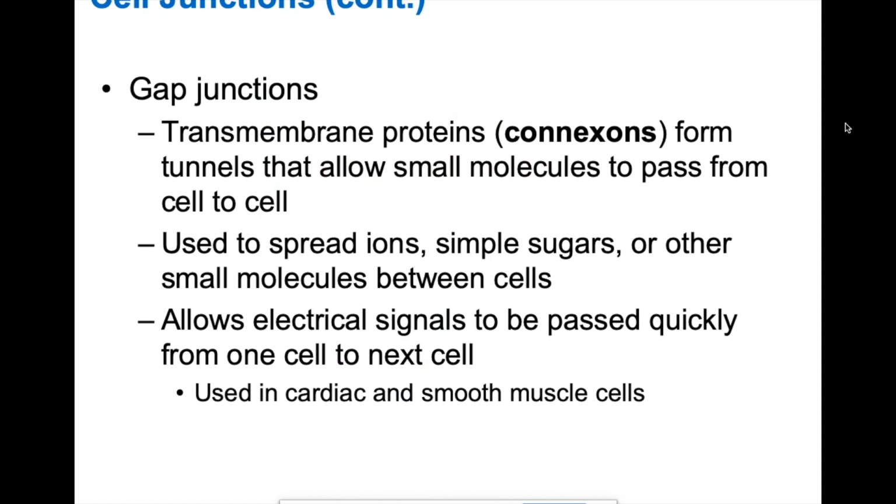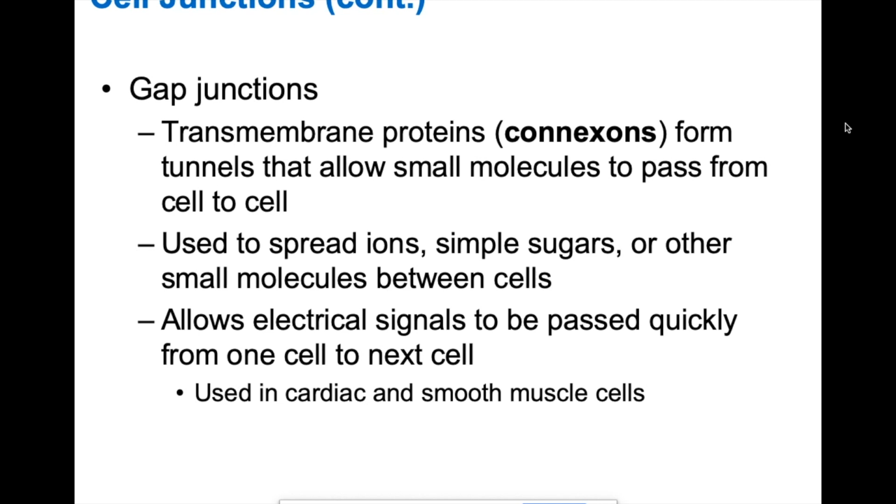Lastly, we have these things called gap junctions. These are transmembrane proteins called connexons that form tunnels that allow small things to pass from cell to cell. So it's a gap, kind of like a little hole that exists between one cell and the next. That way they allow for quick and easy transport of materials.